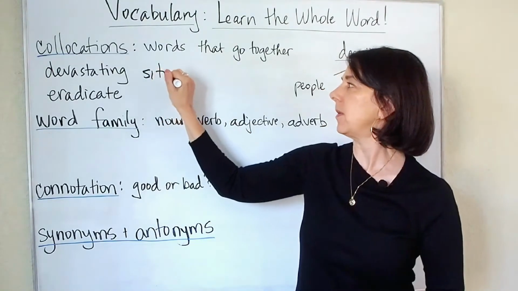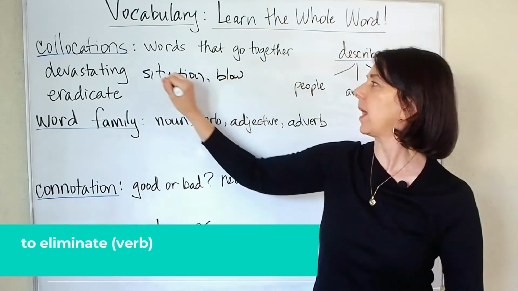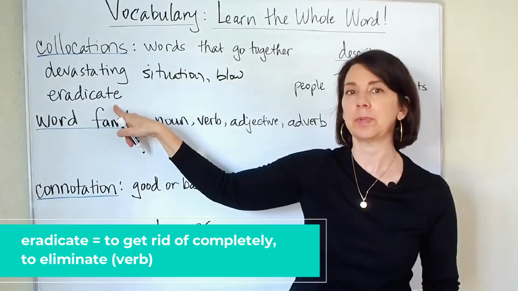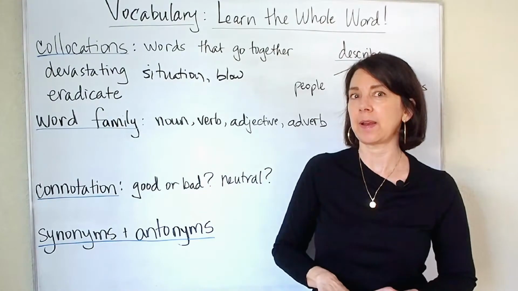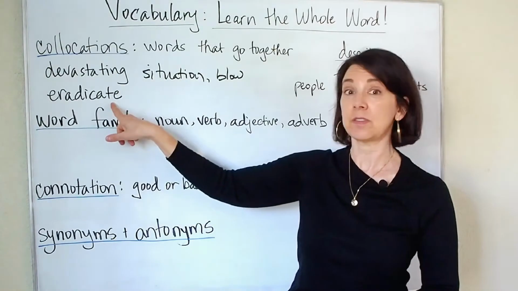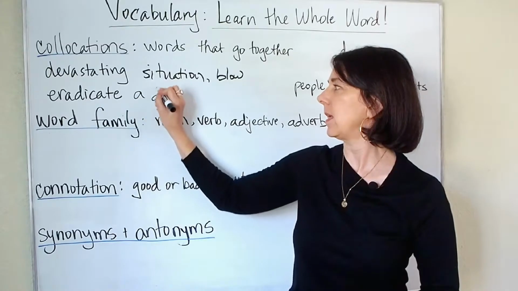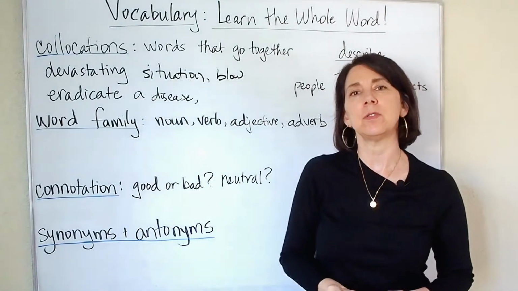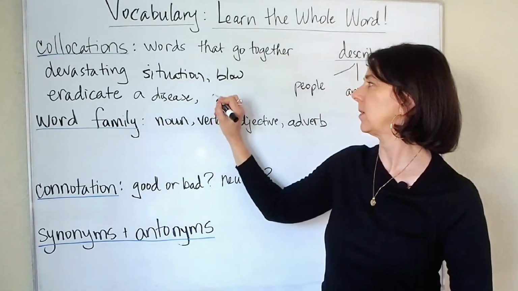And the word eradicate means to get rid of completely. But we often use eradicate to describe diseases, and this is a verb. So for example, we might say to eradicate a disease. Or we might use eradicate with a particular problem, like to eradicate corruption.